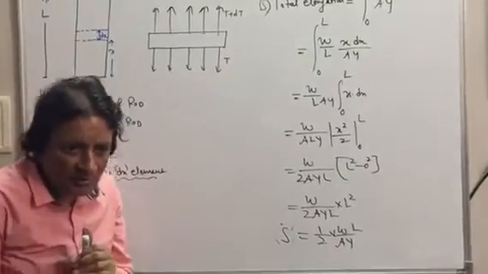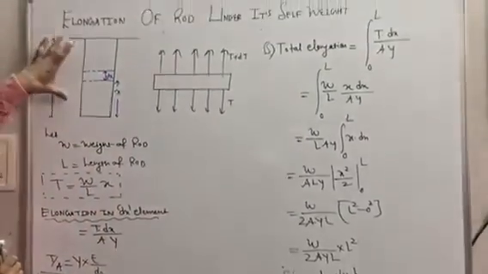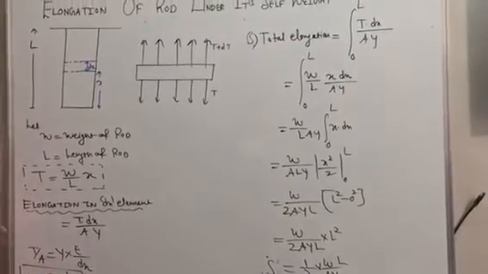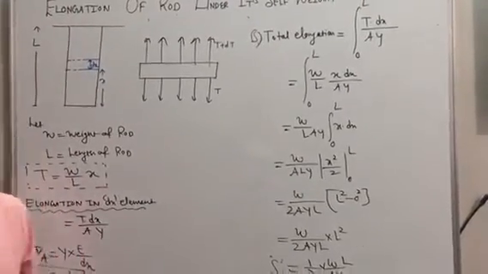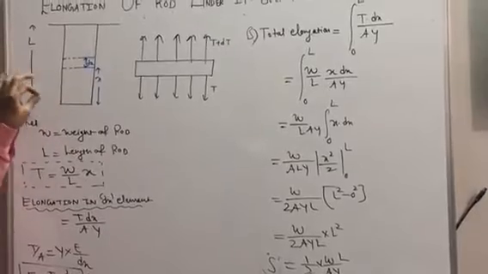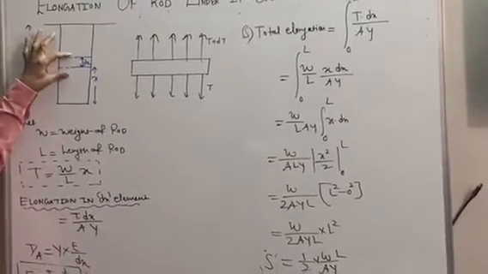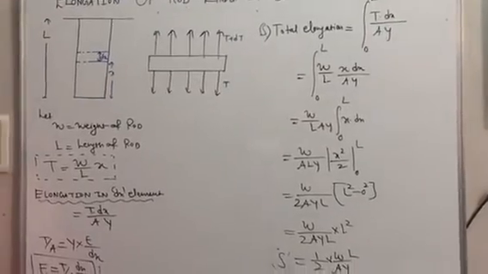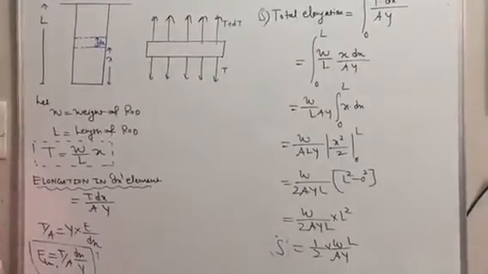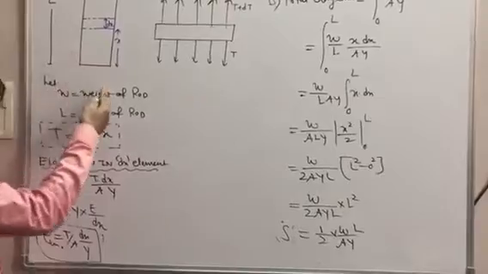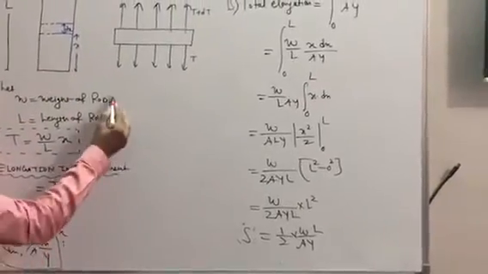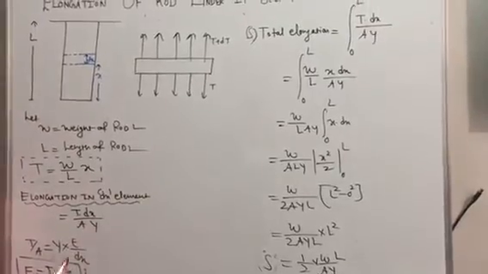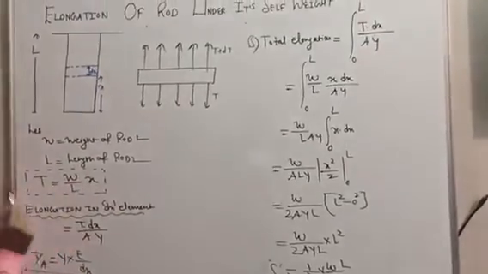To understand this, I have a rod. Its length is L. And I am going to study the increase in length in the part dx. dx is what? The elongation. I am going to study elongation in dx. W is the weight of the rod, L is the length of the rod. T is equal to W upon L into x.